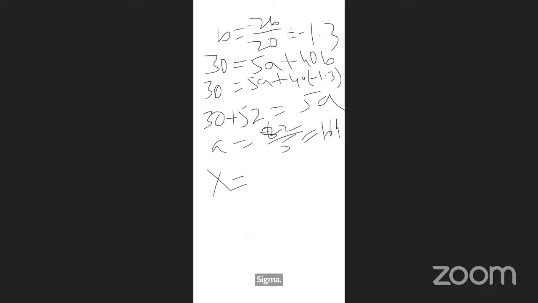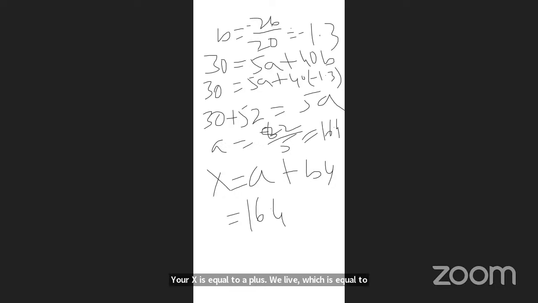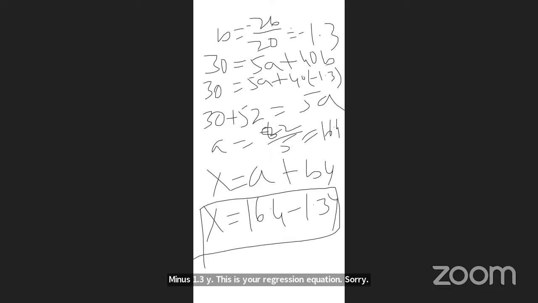Your x is equal to a plus by, which is equal to 16.4 minus 1.3y. This is your regression equation x on y. You got two equations, right? Have you found the differences between the a value and b value in the x equation and the y equation? Yes, ma'am. So this is how regression analysis needs to be worked out.